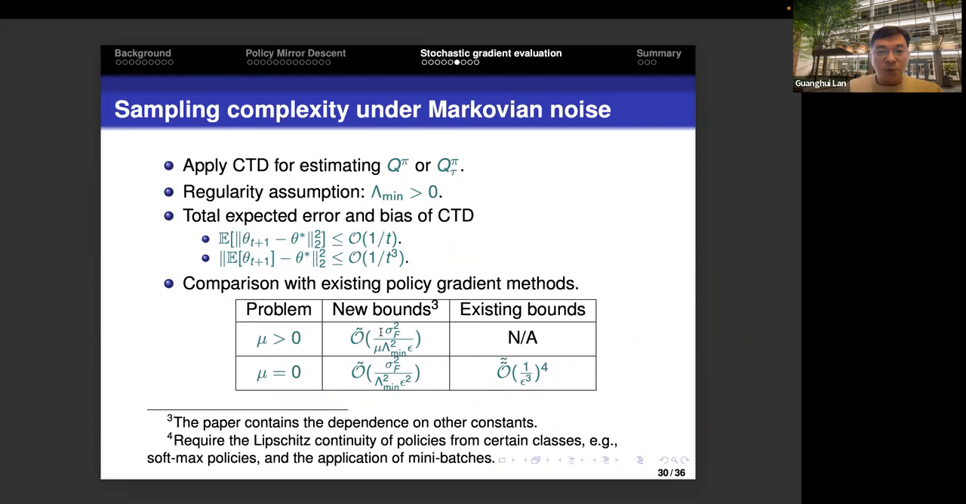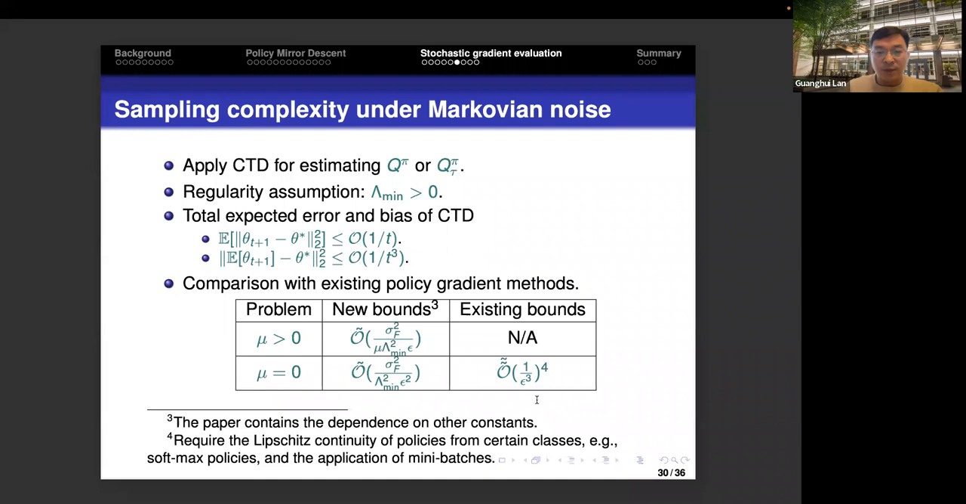generative model setting. As you can see, if mu is positive, then we can show that the convergence rate is also of order 1/epsilon. On the other hand, this result does not exist in the literature. Actually, it turned out this 1/epsilon result has not been obtained even for model-based methods. That means you first approximate the transition probability, then you solve this as a deterministic problem. If mu is equal to zero, we get a 1/epsilon squared result, which also improves the existing result.